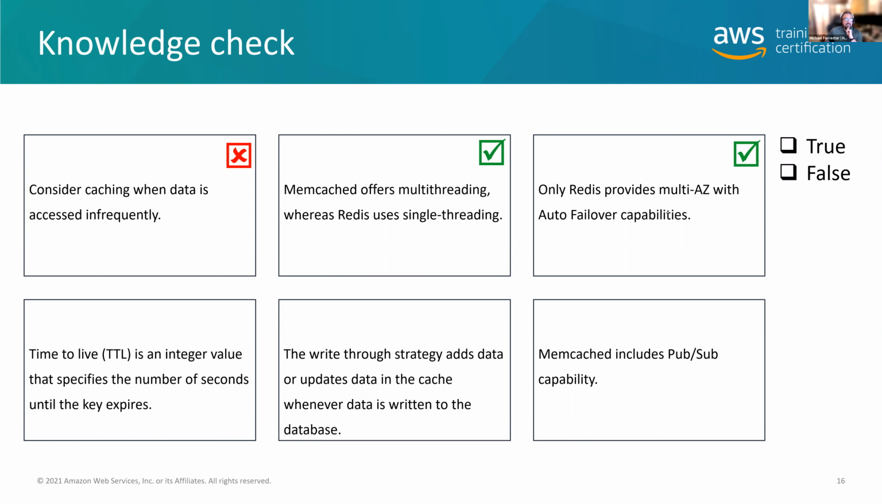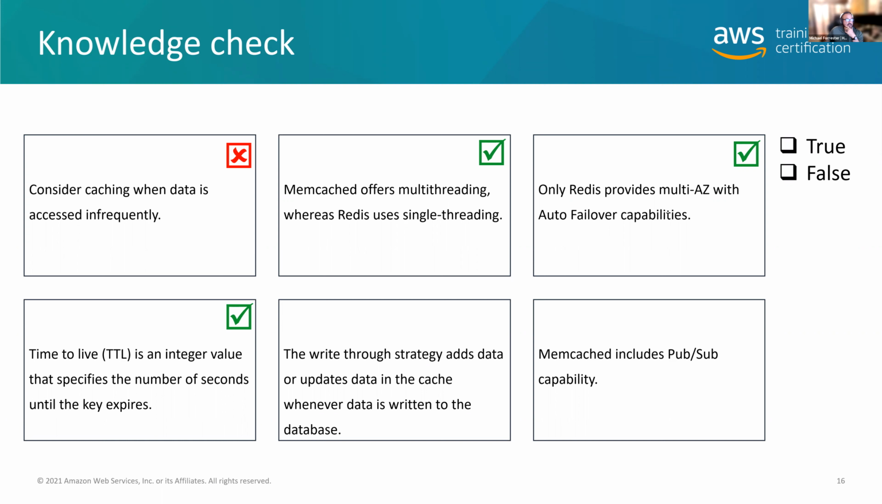All right, so here's an interesting one. Time to live is an integer value that specifies the number of seconds until the data key inside the cache expires. Is that true or false? Is that what a time to live does? Does a time to live say when data expires inside of a cache? That's true. Good.